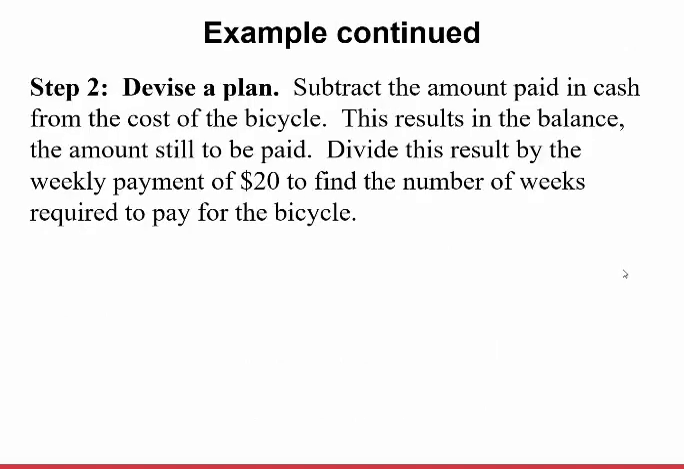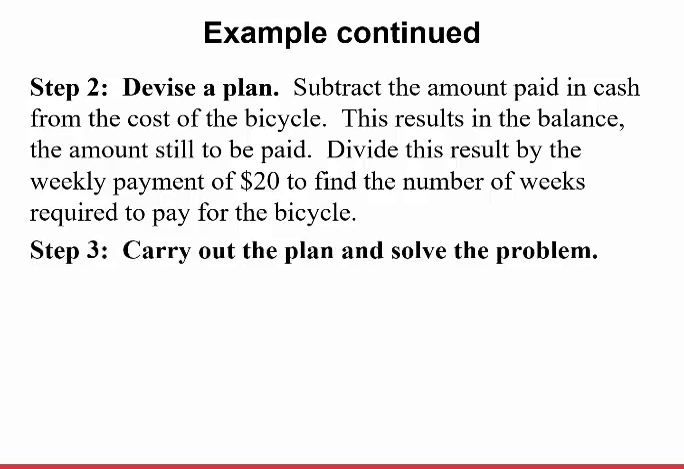All right, I want to devise a plan. Obviously it makes sense to subtract the amount paid in cash from the cost of the bicycle. This results in the balance, which is the amount still to be paid. Then I want to divide this result by the weekly payments of $20, to find out the number of weeks required to pay for the bicycle. I think that makes sense.